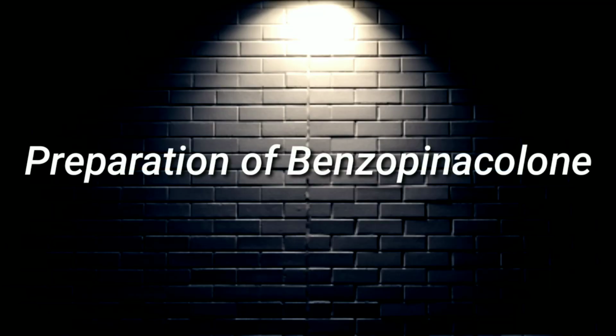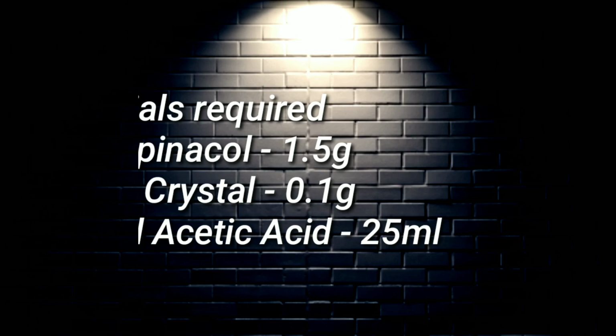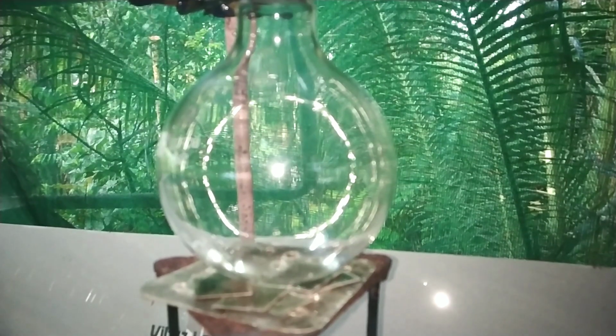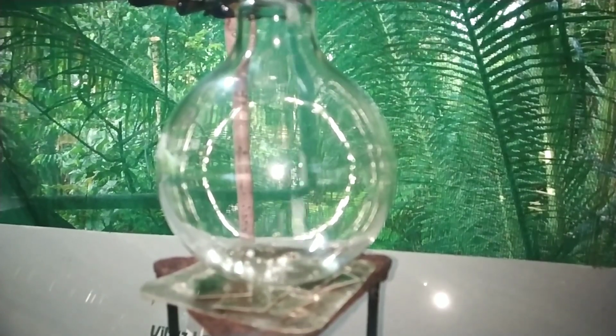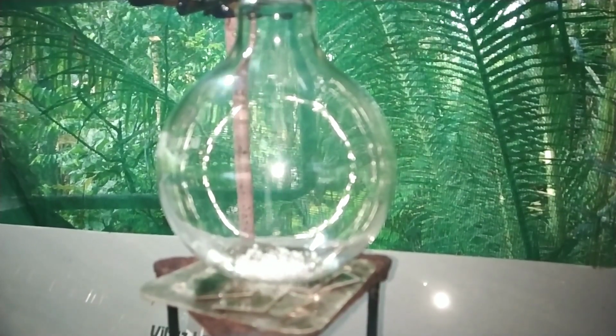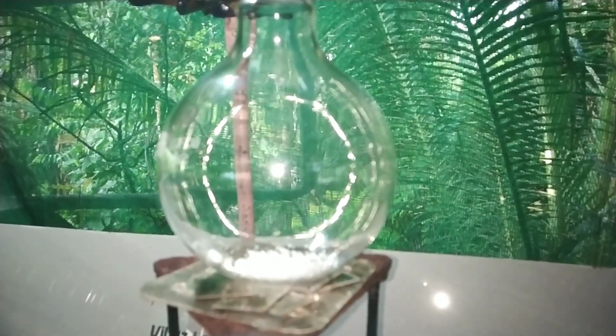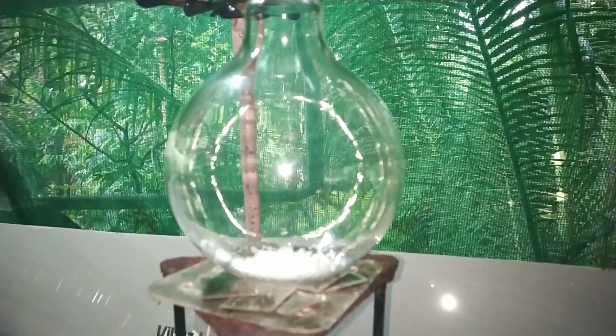Now we move on to the preparation of benzopinacolone. Materials required are 1.5 grams benzopinacol, 0.1 gram of iodine and 25 ml glacial acetic acid. Start by taking a round bottom flask and then add 1.5 grams of benzopinacol into it. The round bottom flask was set up on a tripod because we will be refluxing the mixture soon.